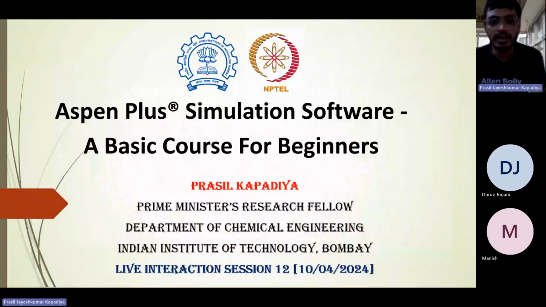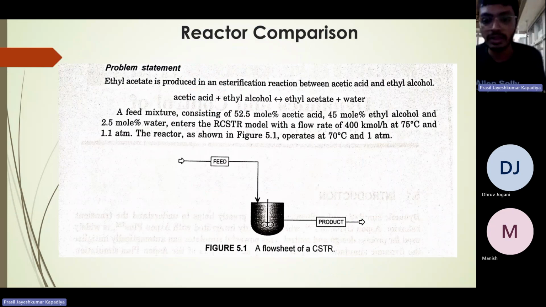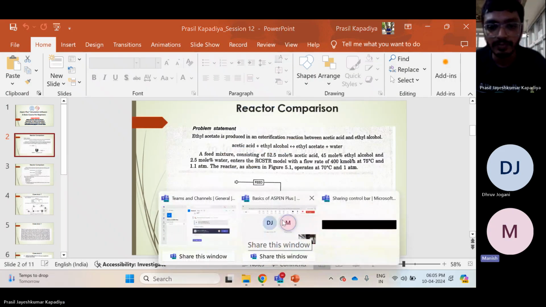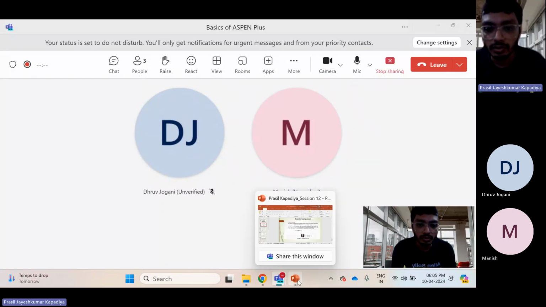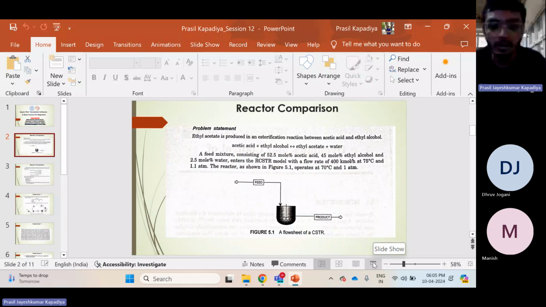Okay, so welcome to all of you for the last session of Aspen Plus Simulation Software, a basic course for beginners. In today's lecture, we will start with a problem similar to the one given in assignment 11. Have you solved the assignment 11 problem, the comparison of reactors, CSTR and PFR? Yes, sir. Okay, so I'm taking one similar problem for today.